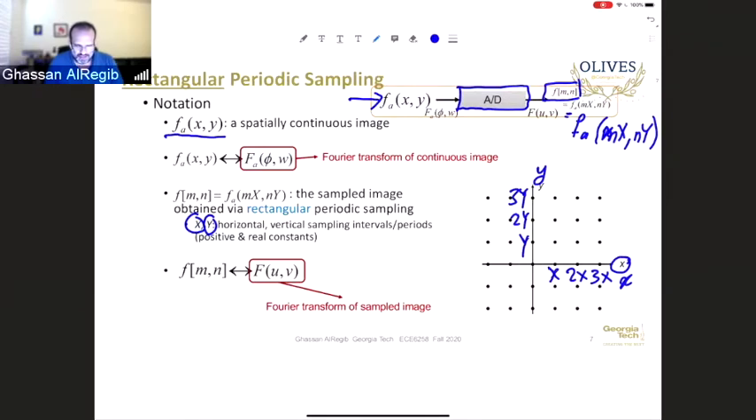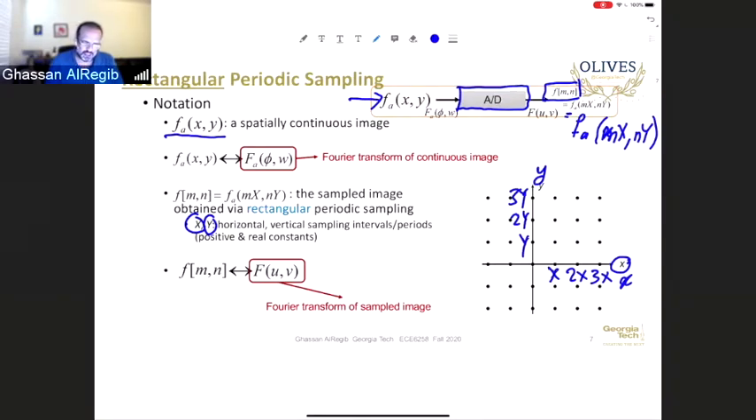So we have an input f a, that's analog, and then we have an f of m and n at the output, which samples the input f a based on a rectangular lattice in this definition. And that rectangular lattice is defined using two numbers: the capital X, which is the periodicity or the interval of sampling in the X direction, and capital Y, which is the periodicity or the sampling interval in the Y direction.